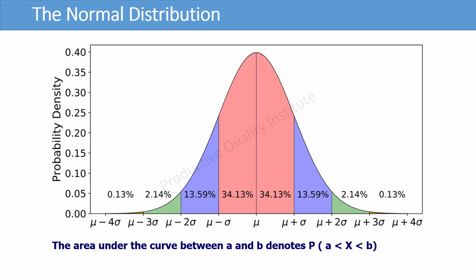For a normal distribution function with mean value mu and standard deviation sigma, the area under the curve between mu and mu plus sigma denotes 34.13%. The area under the curve between mu plus sigma and mu plus 2 sigma denotes 13.59%. The area between mu plus 2 sigma and mu plus 3 sigma denotes 2.14%. The area between mu plus 3 sigma and mu plus 4 sigma denotes 0.13%.